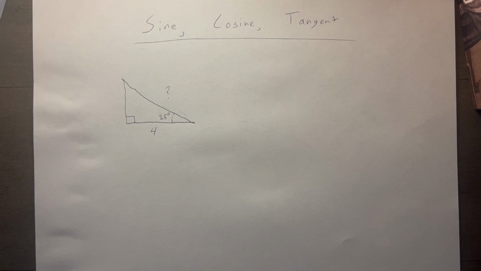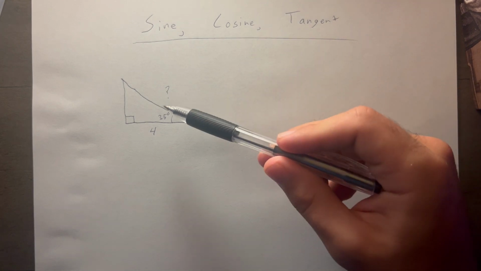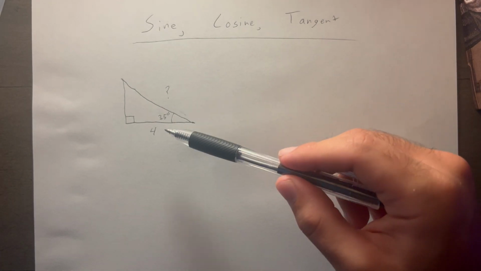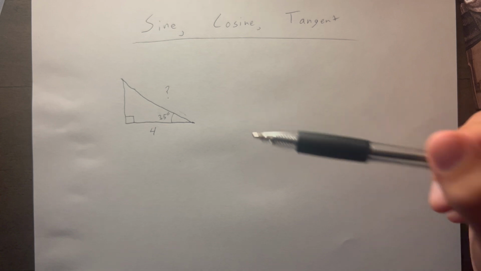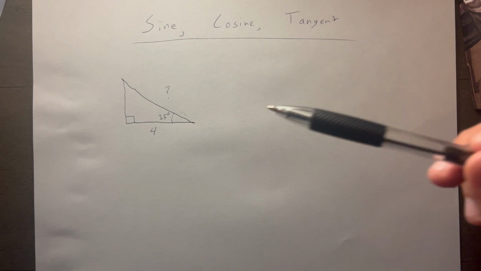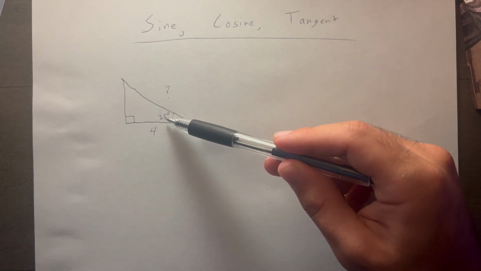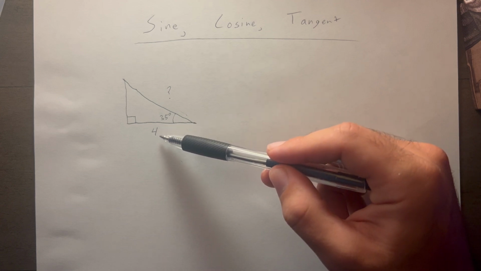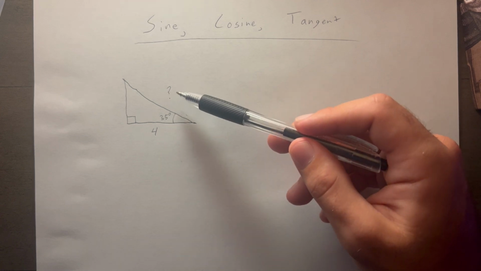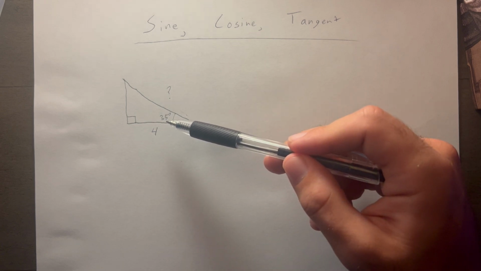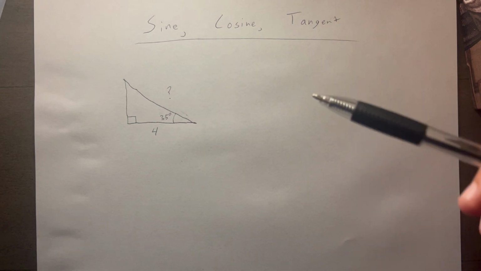So previously we learned with the Pythagorean theorem, if you have a right triangle and you already know two sides out of the right triangle, you can use a squared plus b squared equals c squared to find the third side. But now we have a case where we know one of the angles, and of course we know the right angle, and we know one side. The question is, can we figure out another side length from just these pieces of information? And luckily, these three functions make it possible.